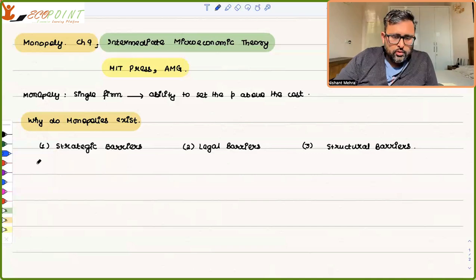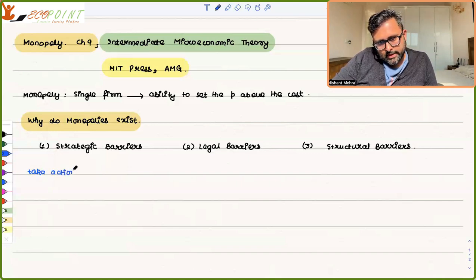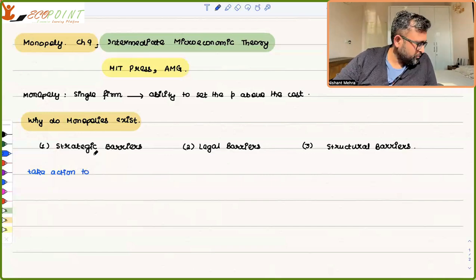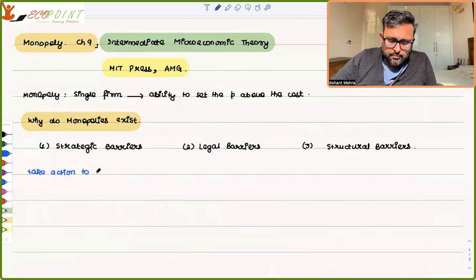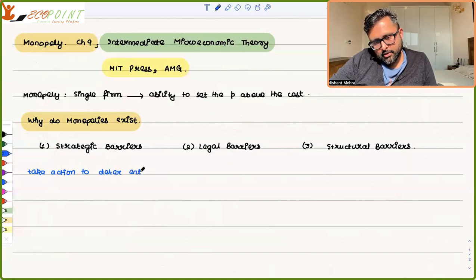राइट। So they can take an action to deter entry. Action to deter entry. So what kind of action can they take? They can do price wars.